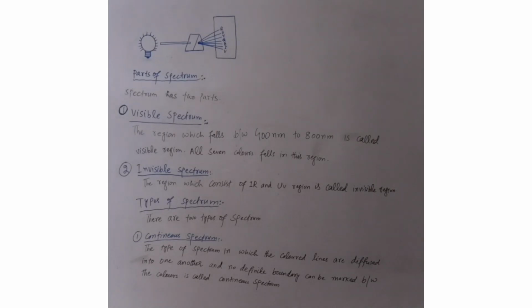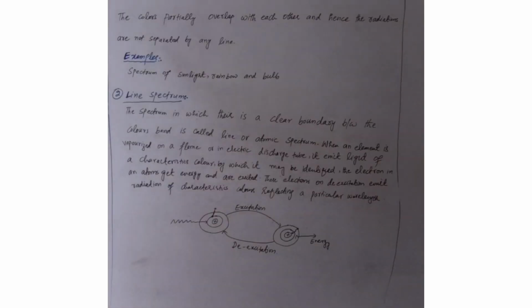Now, types of spectrum. There are 2 types of spectrum. The first one is continuous spectrum. The type of spectrum in which the color lines are diffused into one another and no definite boundary can be drawn between the colors is called continuous spectrum. The colors of a continuous spectrum partially overlap with each other, and hence the radiations are not separated by any lines.